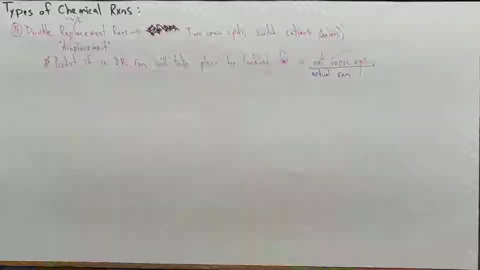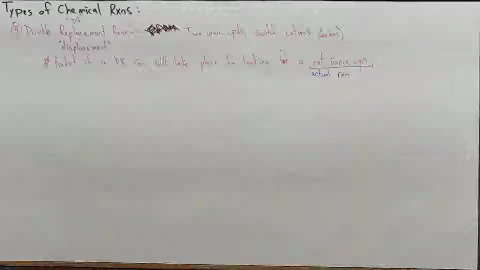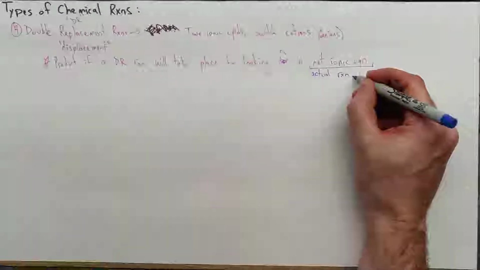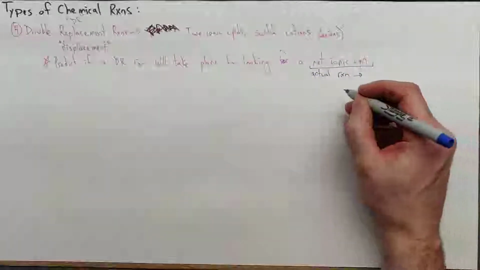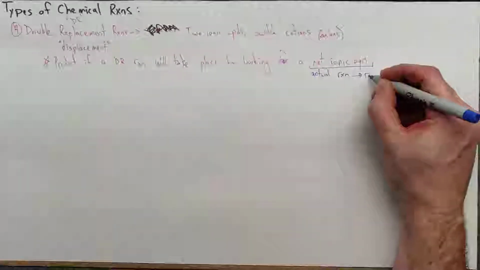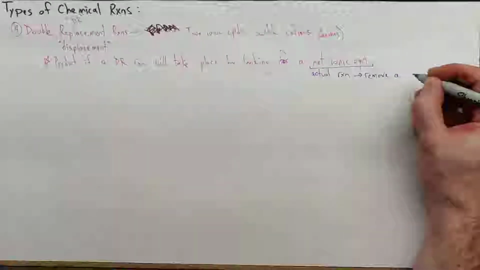And you may say, like, oh, isn't everything the actual reaction? No. It turns out that some things are there to balance charge, and we call those things spectator ions. And so we may as well take care of that right now. So we're going to remove any spectator ions.